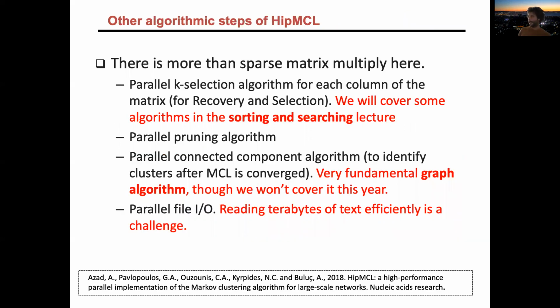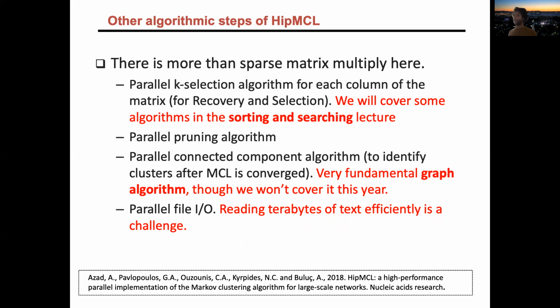And the things that I'm not covering for this algorithm: the pruning step also involves choosing k-nearest neighbors for each vertex at each iteration. That translates into k-selection that needs to be done for all the vertices. And we're going to cover some of the algorithms for selection, including k-selection, in the sorting and searching lecture later in the class. There's a parallel pruning method, which is trivial. We're not going to talk about this.